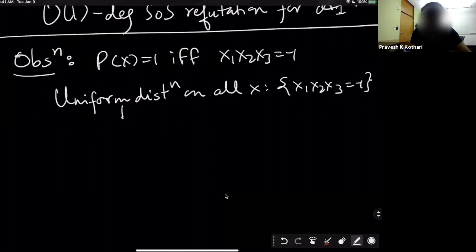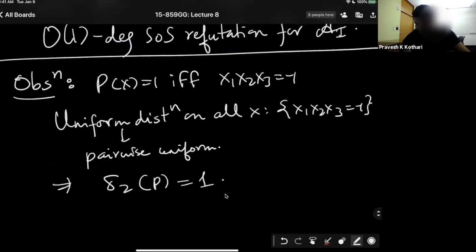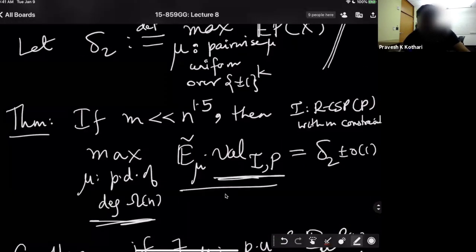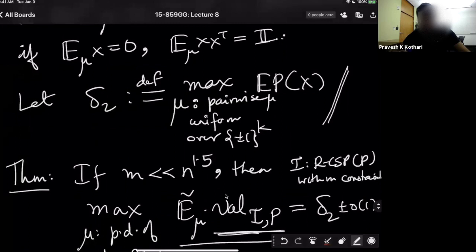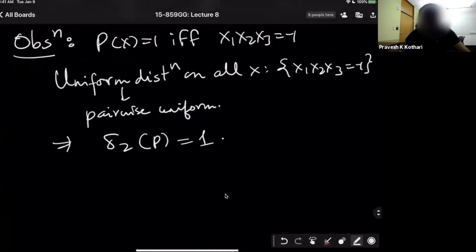You can prove that this is pairwise uniform. Actually, it's kind of easy to prove. And in particular, it implies that delta 2 of this P is 1. That's just verifying something that you already know, but it's observing that one way to black box obtain the result for 3 XOR that we proved by hand is to observe that the delta 2 value for the 3 XOR predicate is in fact 1.